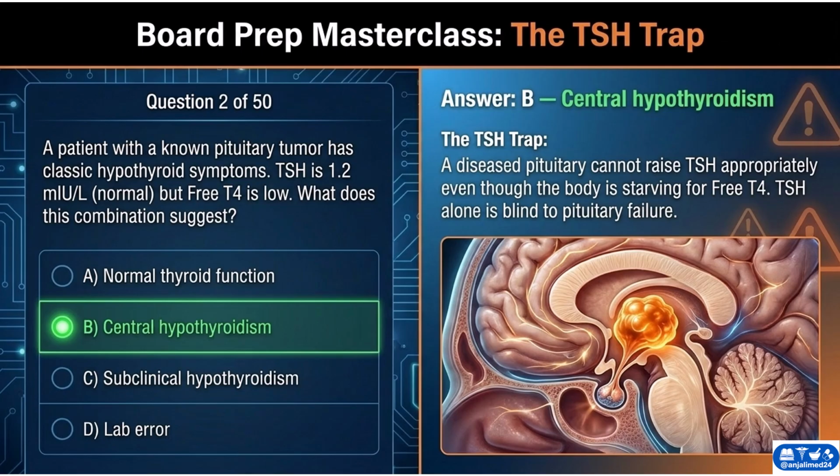In pituitary disease, the pituitary gland cannot produce enough TSH even when the thyroid hormone levels are low. As a result, the TSH may appear normal or low, making it an unreliable marker. So, if pituitary disease is suspected, never rely on the TSH alone. Always interpret TSH together with free T4. A low free T4 with an inappropriately normal or low TSH strongly suggests central hypothyroidism.